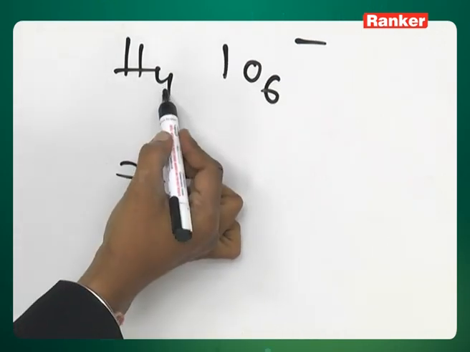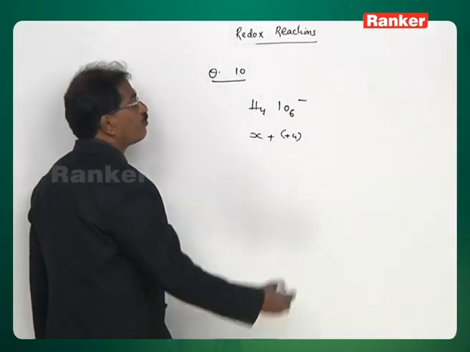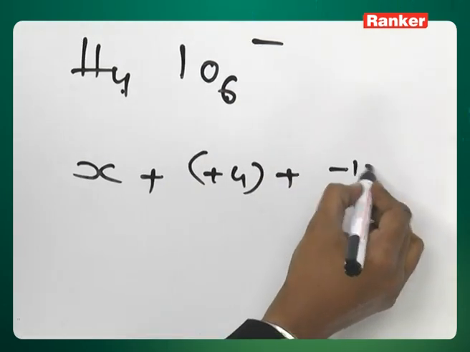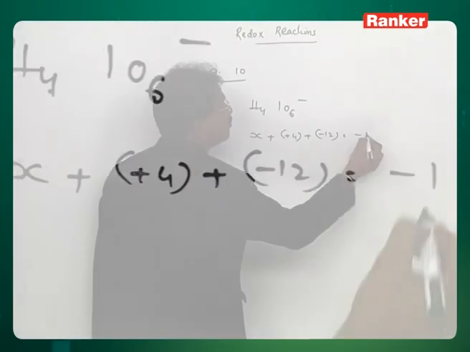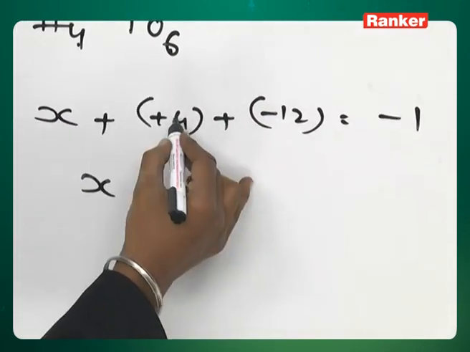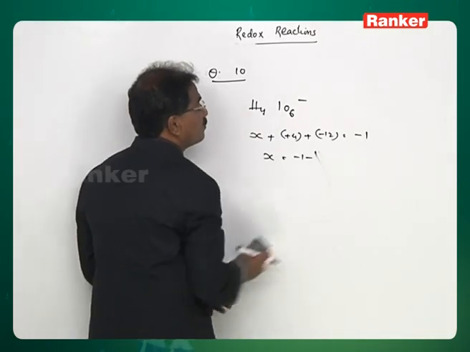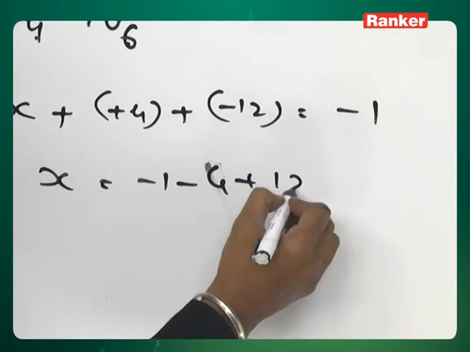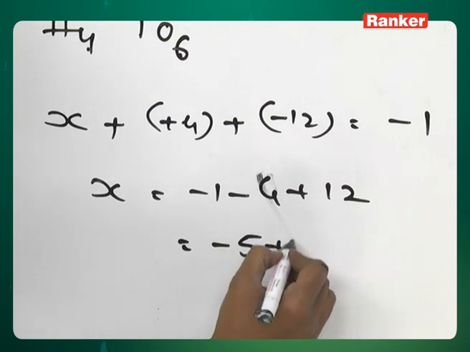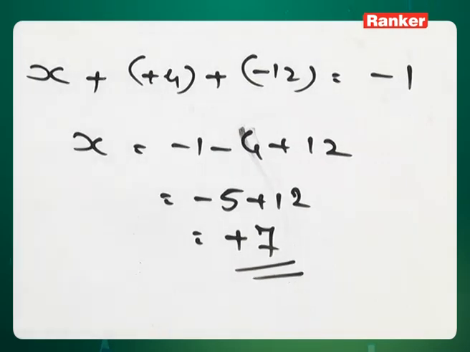We know the oxidation state of each hydrogen is +1. Therefore, here 4 hydrogen atoms are there, +4. Next, we know oxidation state of each oxygen is -2. Therefore, it is -12, and the total is equal to -1. Here +4 and -12 are sent to that side, so X is equal to -1 - 4 + 12, that is -5 + 12. Therefore, +7. So answer is 1.